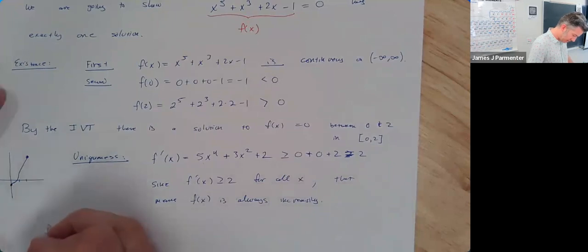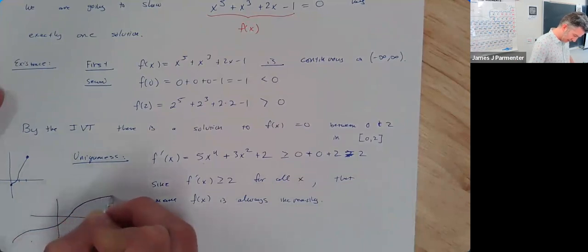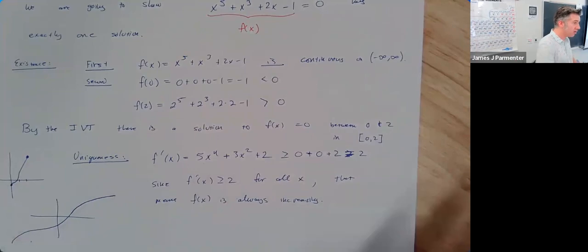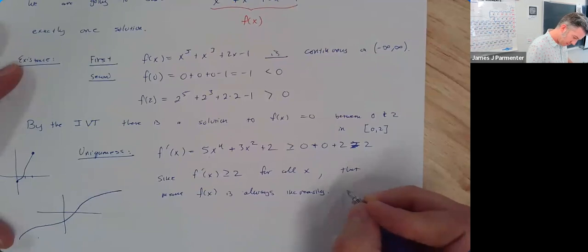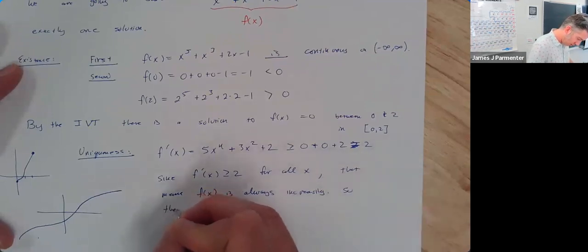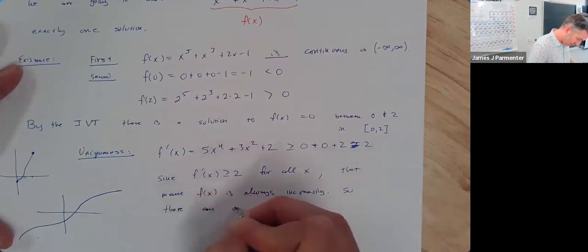I have somehow crossed the x-axis, and now I have to keep increasing. Even if I slow it down, I just can't turn around. There's no going back down to the x-axis if you're always increasing. So that's the idea of how we say that this is true. Since the function is always increasing, there can only be one root or one solution.